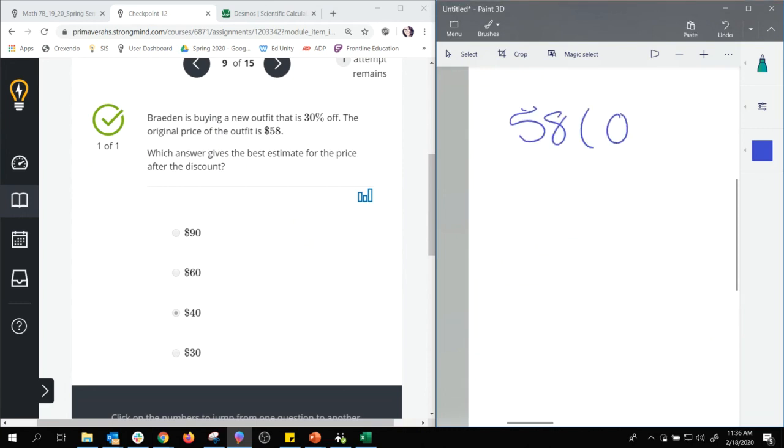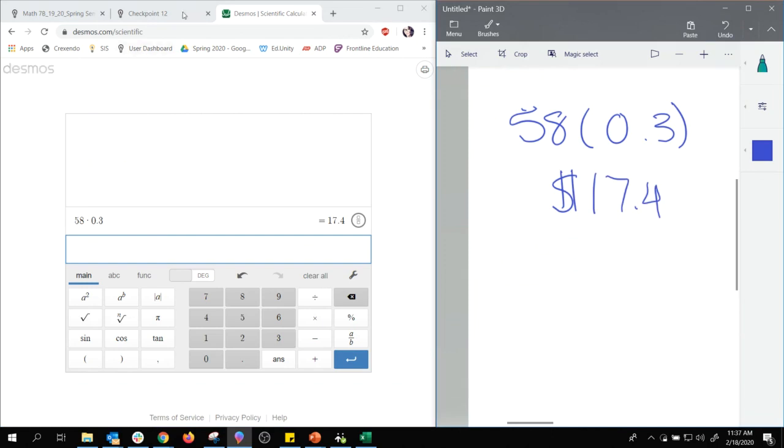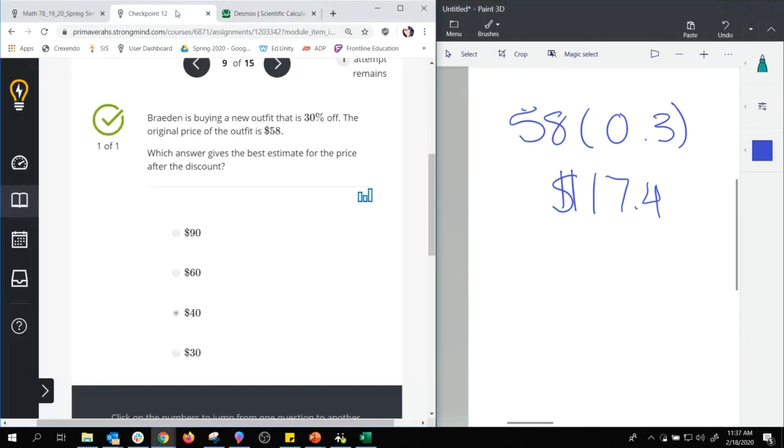So 58 times 0.3. When we multiply these two numbers, what number do we get? 58 times 0.3. 17.4, perfect. What does that 17.4 tell us in terms of this problem? What does that 17.4 mean?